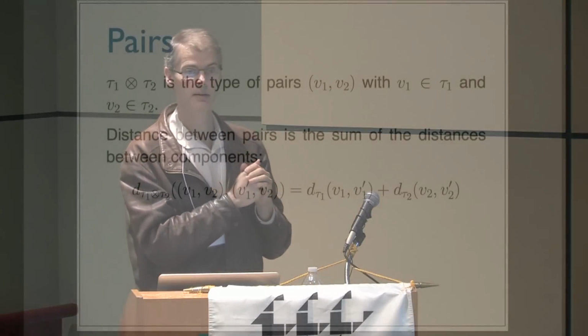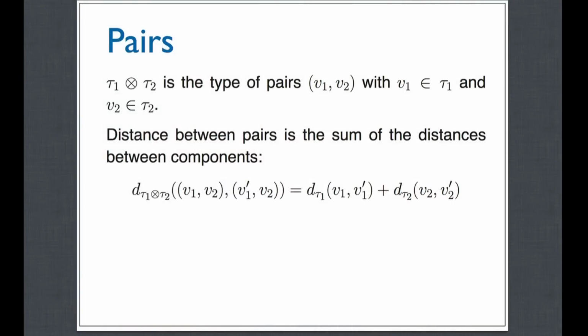Okay, here's another type operator. So given tau 1 and tau 2, we can form the type of pairs of tau 1 and tau 2. And the metric on that type is the sum of the distances between the components.